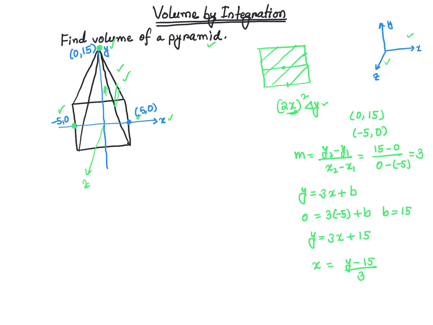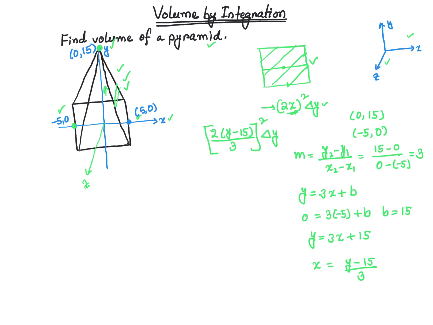So that's my x. If I were to plug it into this, I'm going to get 2 times x, which is y minus 15 divided by 3. Now I need to square it to find the area of this square, and then I need to multiply it by delta y. So this is just one small slice of volume out of this pyramid.